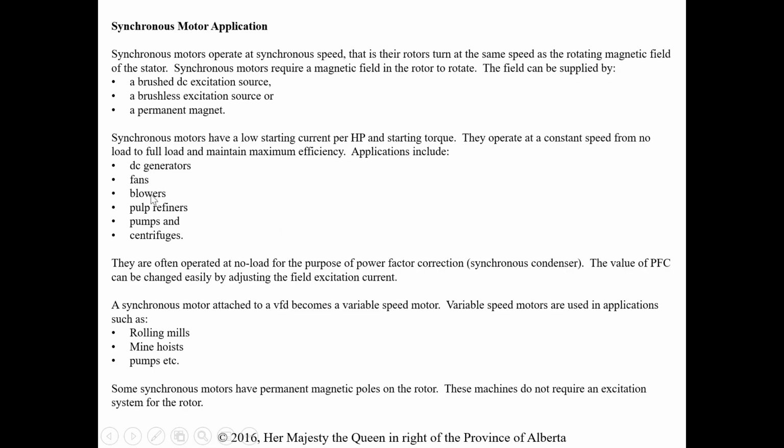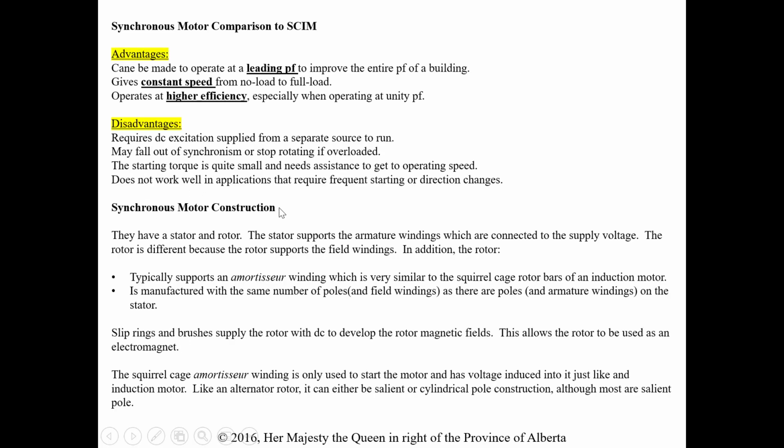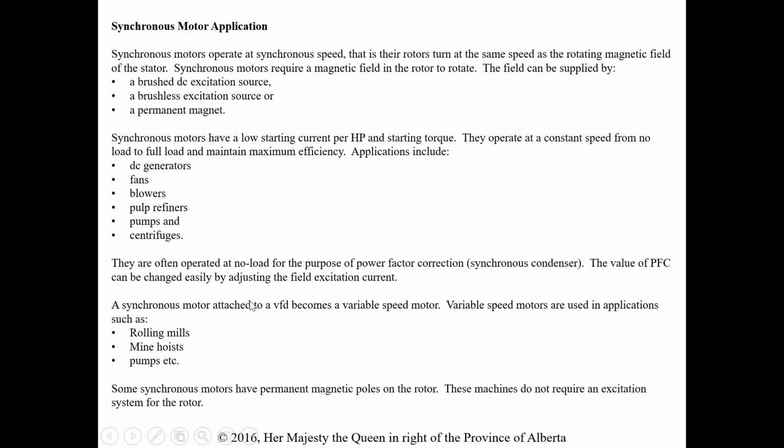Here are some applications: DC generators, fans, blowers, pulp refiners. They are often operated at no load for the purpose of power factor correction, in which case they would be called a synchronous condenser. The power factor can be changed easily by adjusting the field excitation current. We'll cover that coming up. If they're used for power factor correction, they literally would not even have a shaft on the motor. It would just be spinning there, providing leading VARs without a load attached to it.